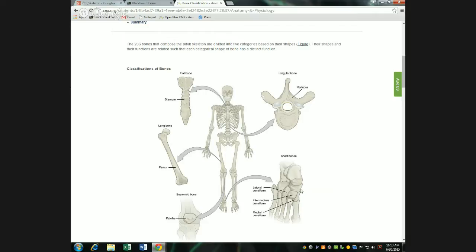What characterizes short bones is they have a fairly cuboidal shape, meaning that they're kind of the shape of a six-sided die or something like that, as in rolling dice. What's important about short bones is they have flat surfaces, and that's how they interact with each other.